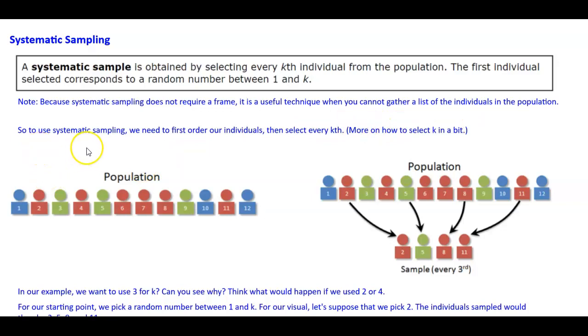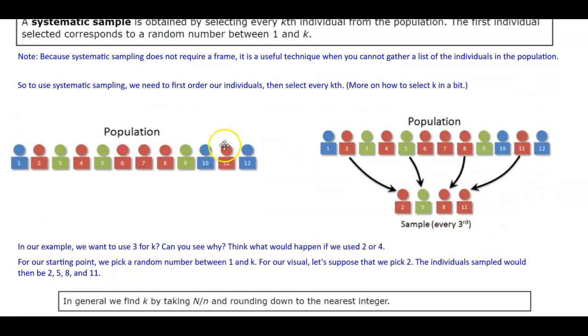So, to use systematic sampling, we need to first order our individuals, then select every kth. More on how to select k in a bit. Now here's the population. We have 1 through 12. And then here's the sample. We have 2, we have 5, we have 8, and then we have 11. The sample was every third. Okay? So in our example, we want to use 3 for k. Can you see why? Think what would happen if we used 2 or 4.